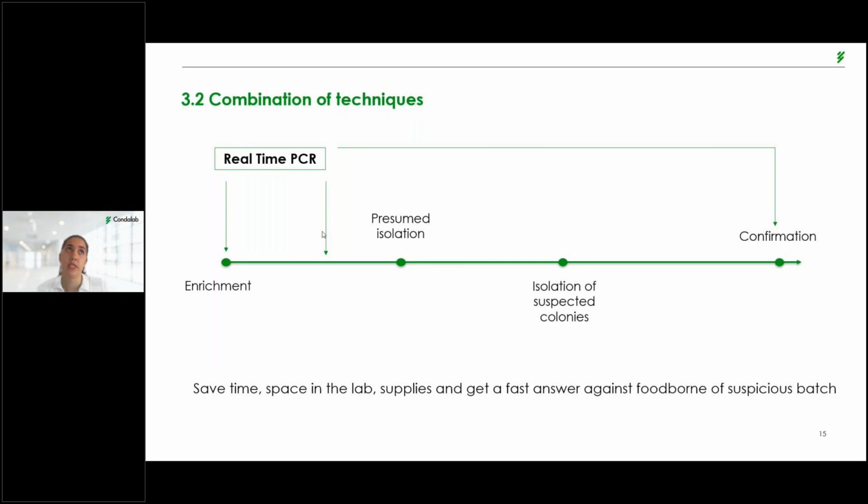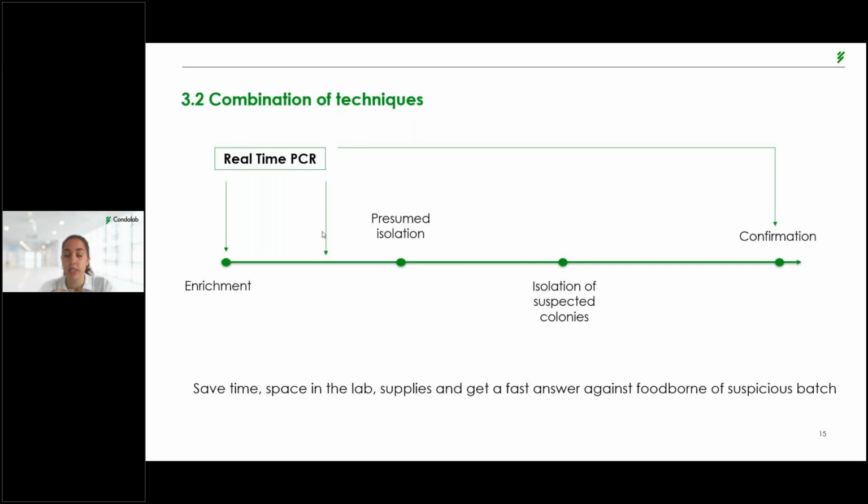As I already said, in the Ottaviani and Agosti agar, it can grow Listeria spp. and Listeria monocytogenes, and sometimes it's hard to differentiate if it's one or the other. So we can just take the colony from there and do the PCR to be sure that it is Listeria monocytogenes. And also we can do it to avoid the biochemistry techniques. In this case we can save time, space in the lab, and supplies.